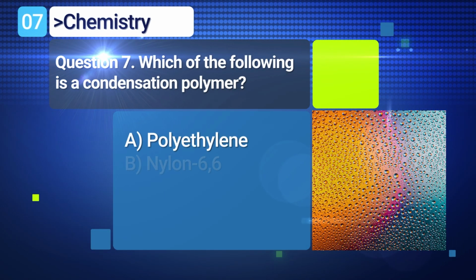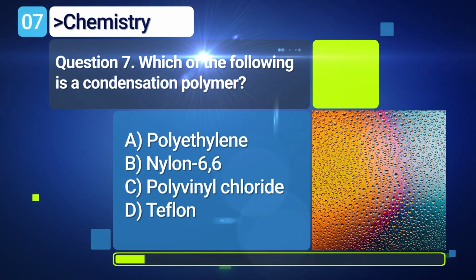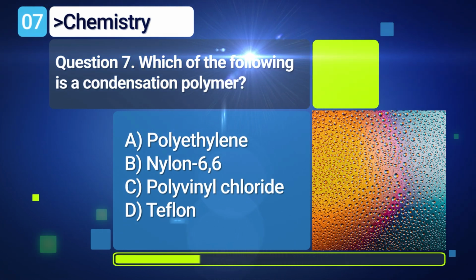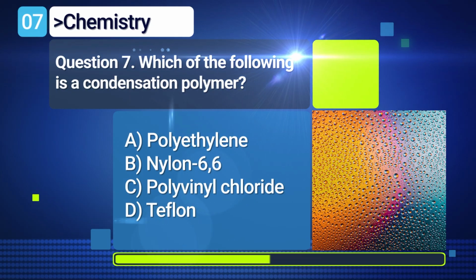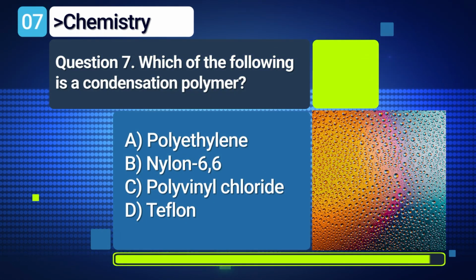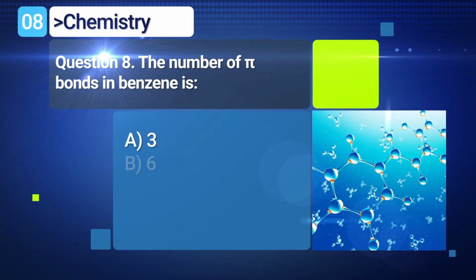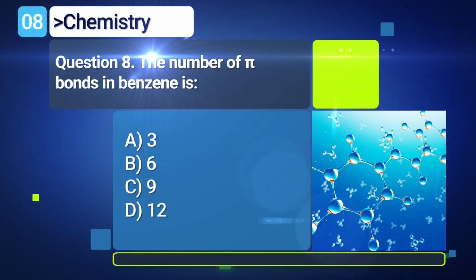Question 7. Which of the following is a condensation polymer? A. Polyethylene, B. Nylon 6,6, C. Polyvinyl chloride, D. Teflon. Answer B. Nylon 6,6.